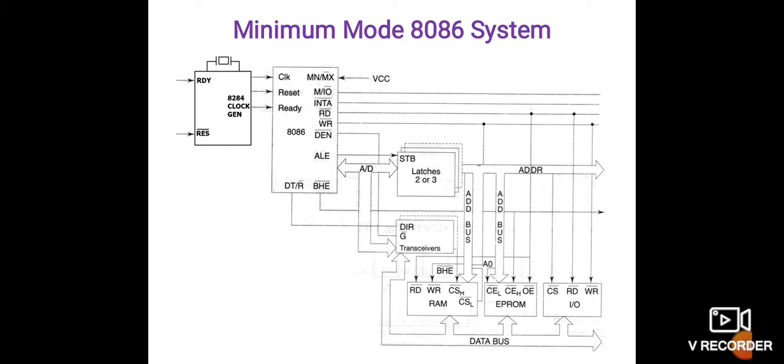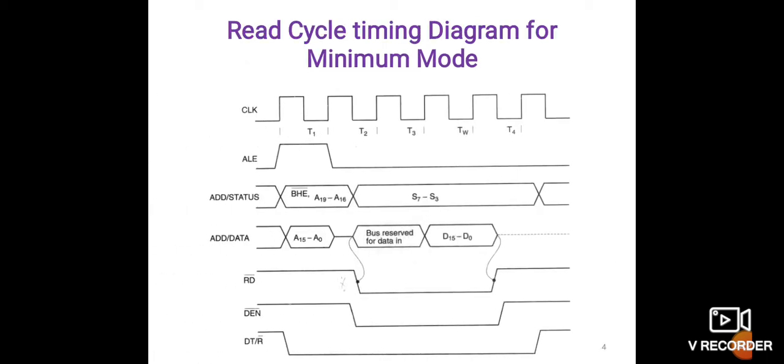And you could see certain latches, transceivers, which perform both transmission and reception, as well as certain memories, which are RAM and EEPROM, as well as the IO. And we have both the address bus and the data bus for transfer of address information and data information. So the minimum mode system is a standalone system where you will require a clock generator to generate the clock. And this can be better understood from the timing diagram aspect.